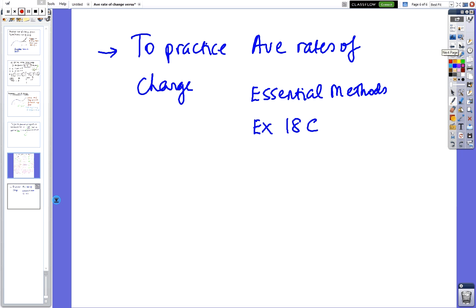Okay, so to practice average rate of change, there's an exercise 18C in Essential Mathematics.